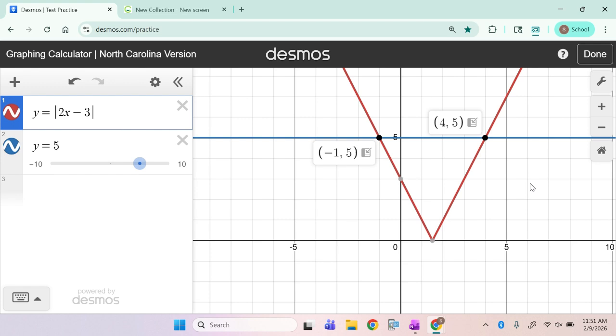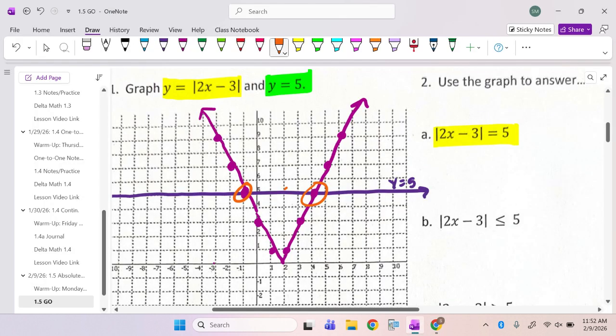That's the great thing about points, guys. Points have the input and output together. So if you know what your output has to be, you can graph that. That's an equation of a line. And then you just find out where the two graphs intersect, and you use the x values as your answers. Just to reiterate, this is the point -1, 5. This is the point 4, 5.